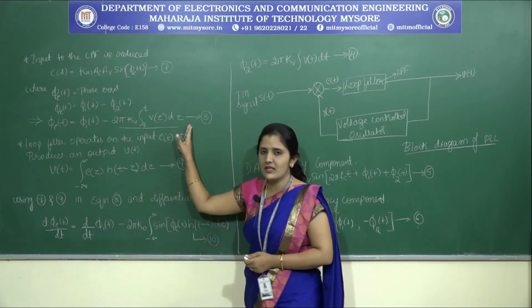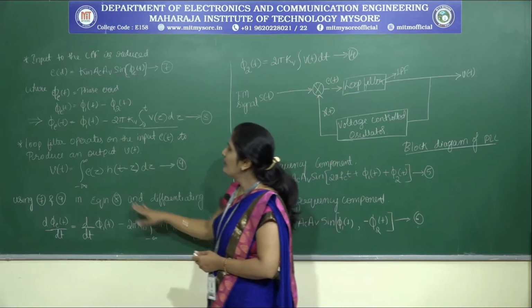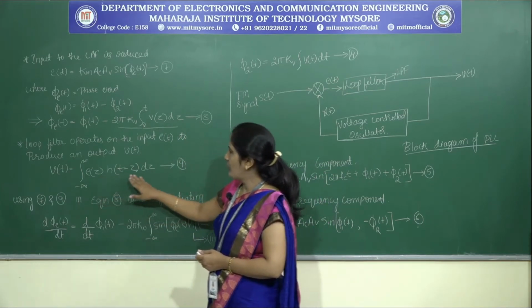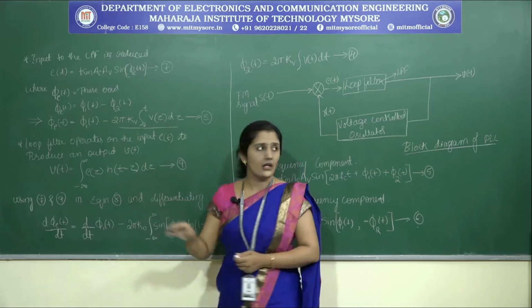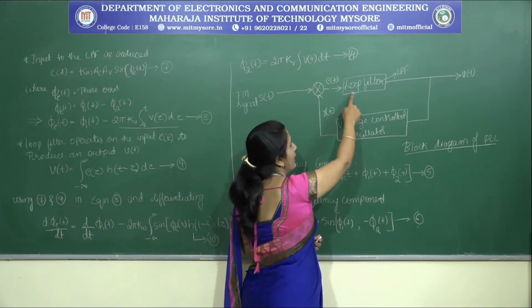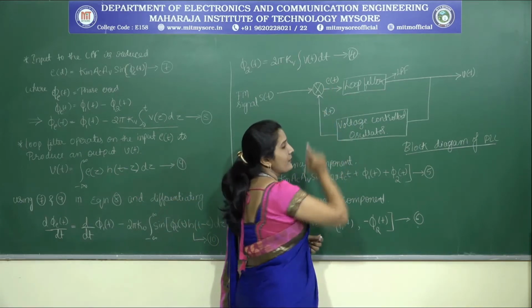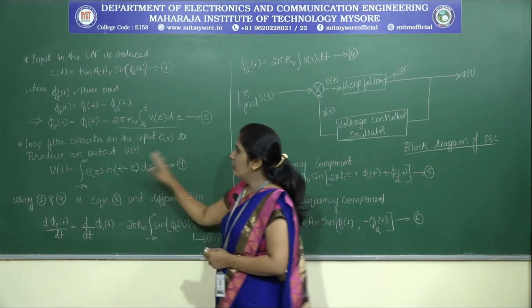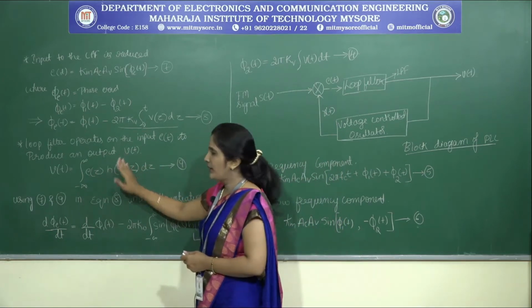Let us consider this as equation number 8. Now this loop filter operates on the input E of t, correct? Here you can see this is the loop filter. The input to the loop filter is E of t, to produce an output V of t.